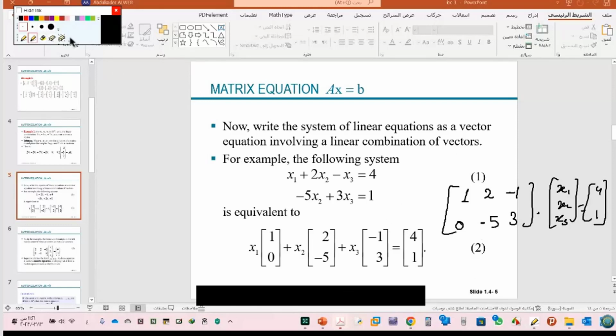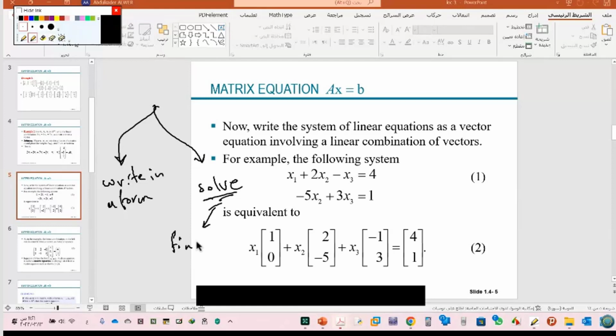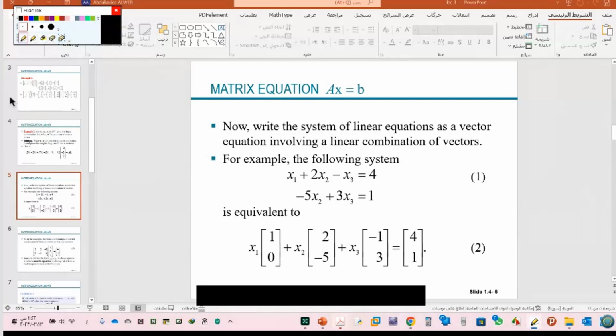Now the question in the exam. In the exam I have two ways of questions. Either write in a form, or solve. Solve, that means find x1, x2, x3 values. So either we just write a form or solve. So let's see these topics here in detail.